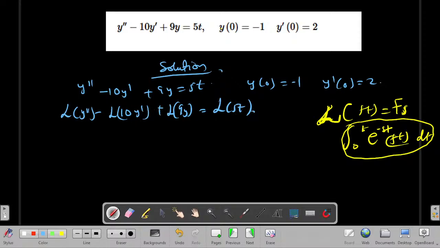So there is this general formula for finding the Laplace of y prime prime. It is given as s squared Y of s, a predefined term which we use, minus s times y of 0, minus y prime of 0. That is only for Laplace of y prime prime.